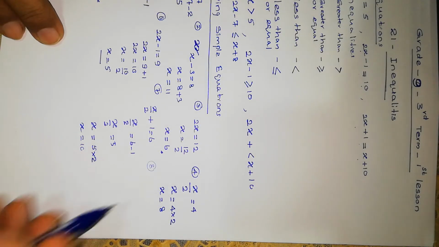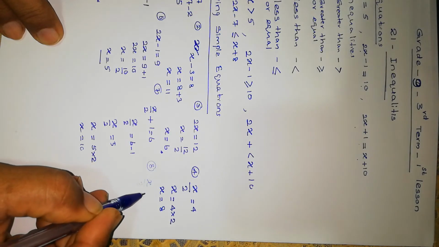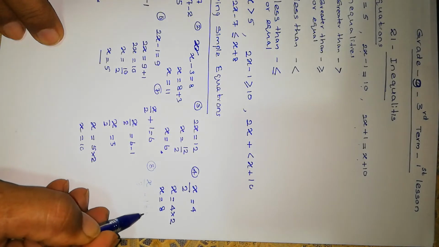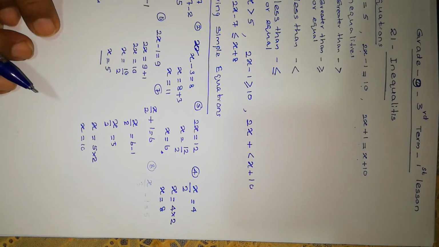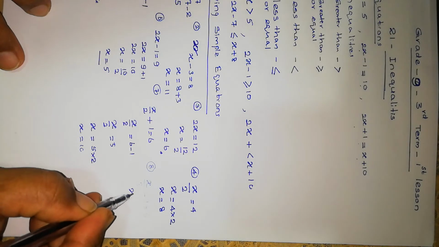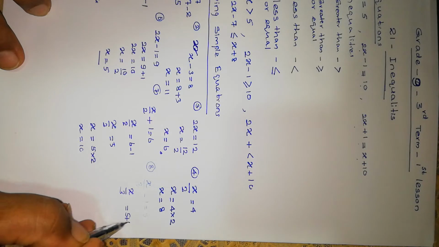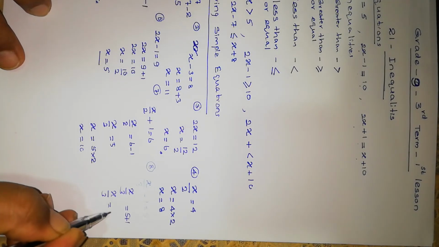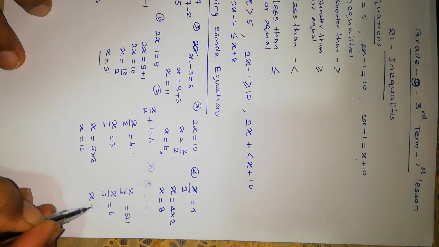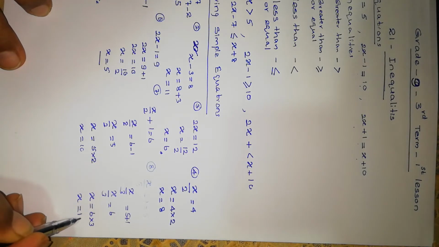Example number 8, x over 3 minus 1 equals 5. Then, children, here you have to move this minus 1 from left to right. Then the minus 1 becomes plus 1. Then x over 3 is equal to 6. Then you move the division by 3 from left to right, it becomes multiplication. x equals 18.